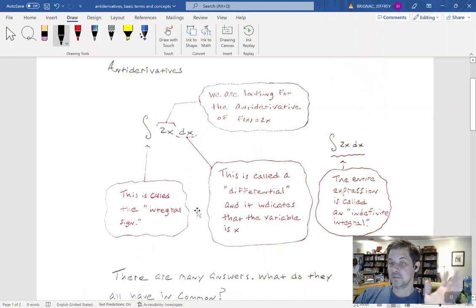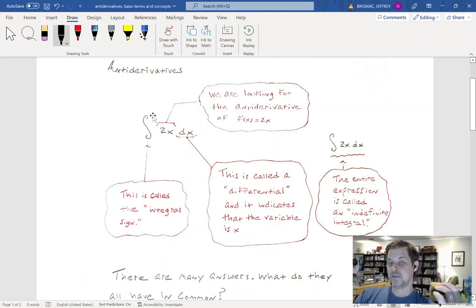Okay, so here's the setup for what we're going to do. You see this right here. This is our problem. This is the notation that's telling us what we're going to do. This elongated S is called the integral sign. And what this collective expression is asking us for is what is the antiderivative of that function right there, 2x. Okay, so I can interpret this whole thing as saying, what is the antiderivative of 2x? Meaning, what would I take the derivative of to get 2x?